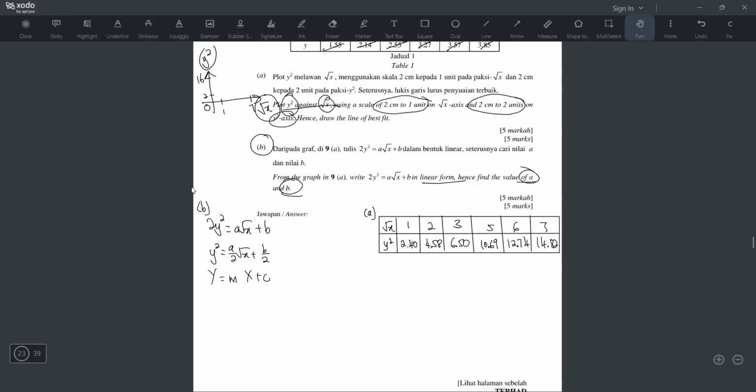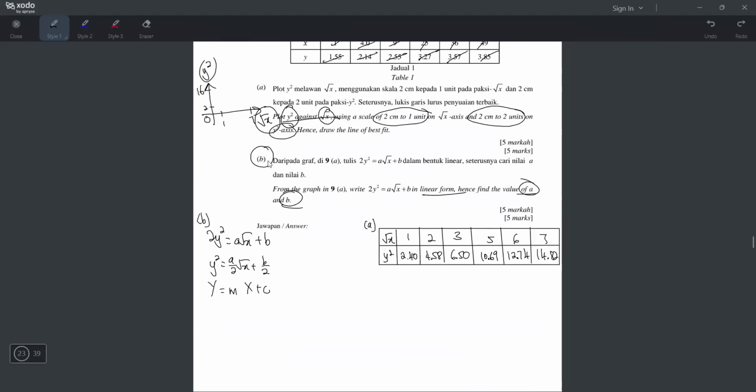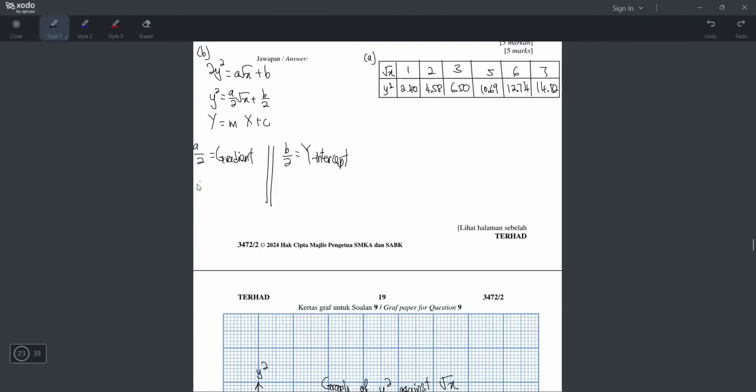Okay, now we can do part C. I mean part B. Part B, this is from the graph, change to linear form. I already did it in the beginning. Find the value of A and B. You need to know the A is not the gradient. Look carefully. A over 2 is the gradient, and then B over 2 is the y-intercept. But the Y has to use a capital letter, the big Y. So now we can find the gradient and the y-intercept from the straight line of best fit, and then put them in here.